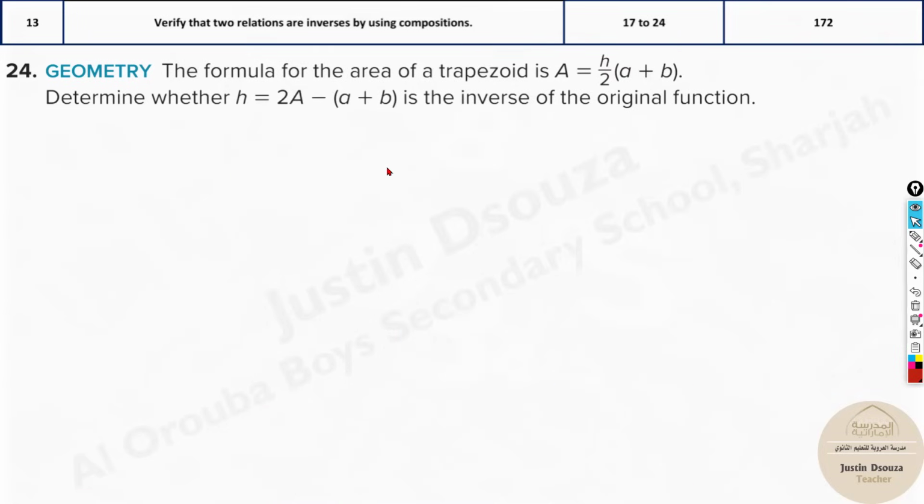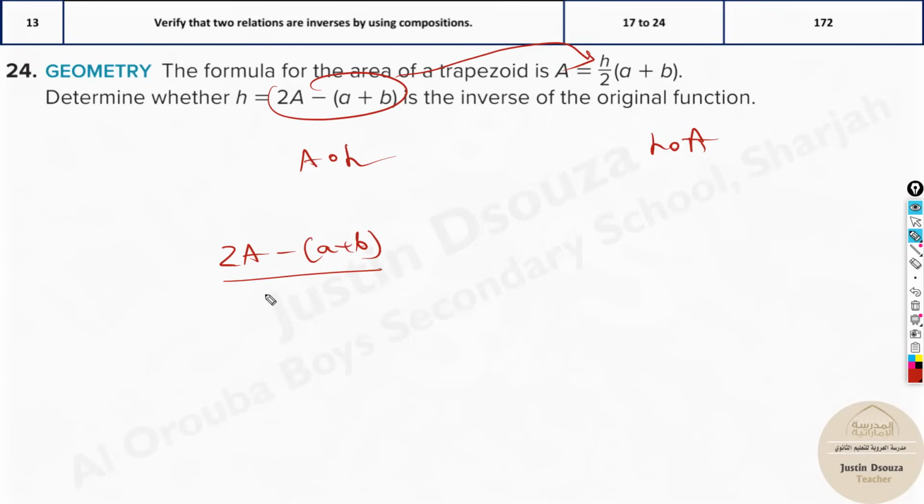And over here, another similar one. The formula for the area of a trapezoid A is given over here. Determine whether the height is the inverse. So what do you do? Same thing. Compose A composition of H and then H composition of A to just double check it. In this case, whatever H is there, I will just substitute it over here. So it is 2A minus A plus B divided by 2 into A plus B. So instead of H, what did I do? I substituted this.